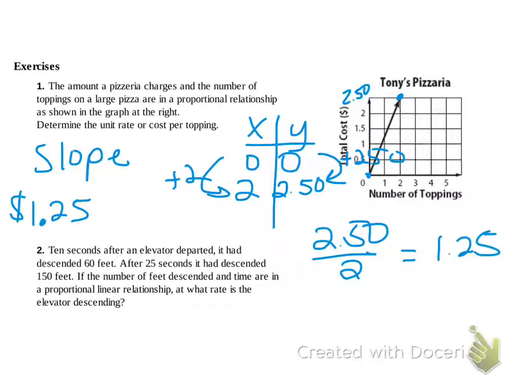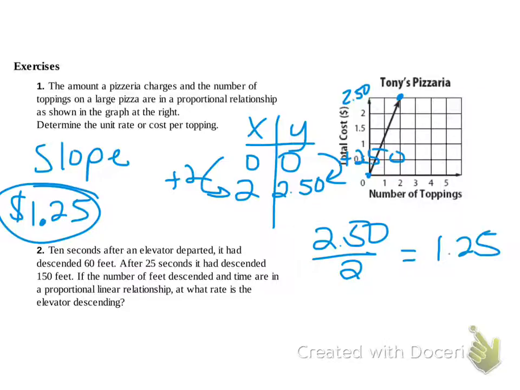So here's another one. Our second example. We have 10 seconds after an elevator departed, it had descended 60 feet. After 25, it descended 150 feet. The number of feet descended and time are in a proportional or linear relationship. That means it goes through 0, 0. Linear means it has a constant rate of change. At what rate is the elevator descending?